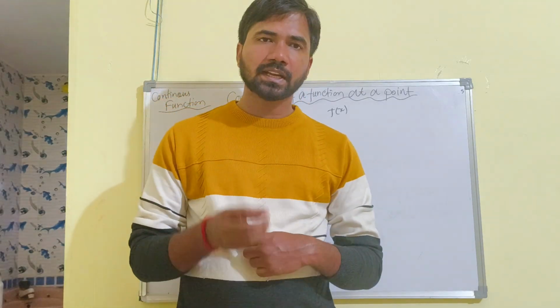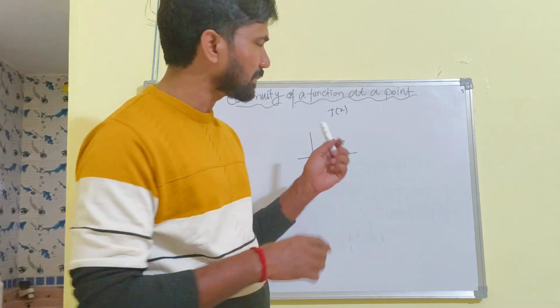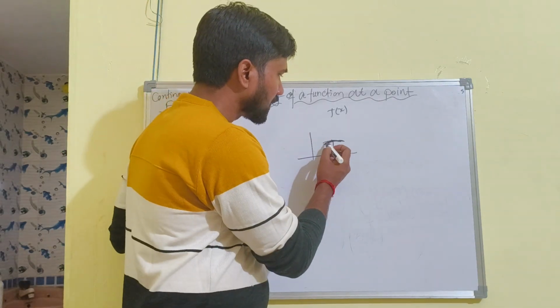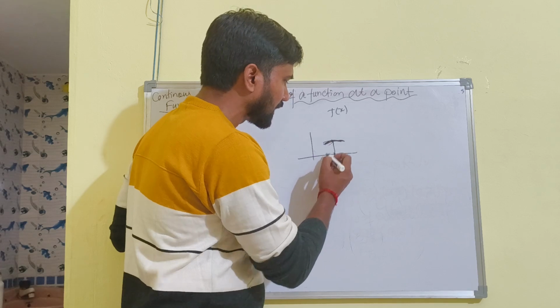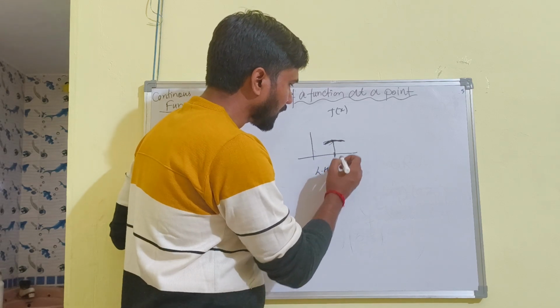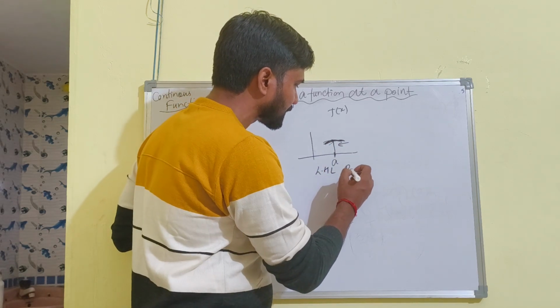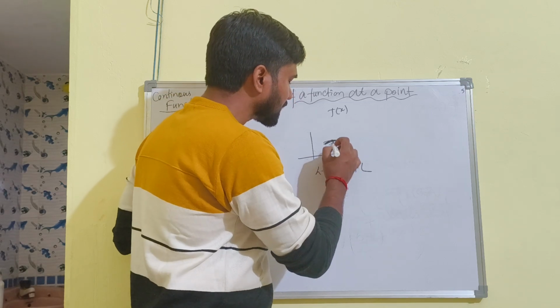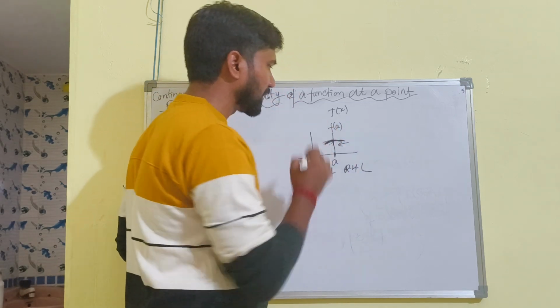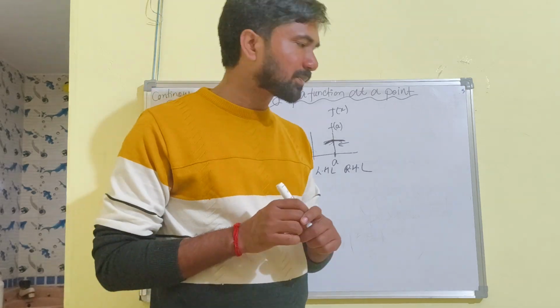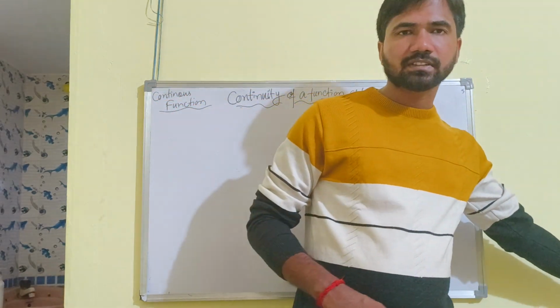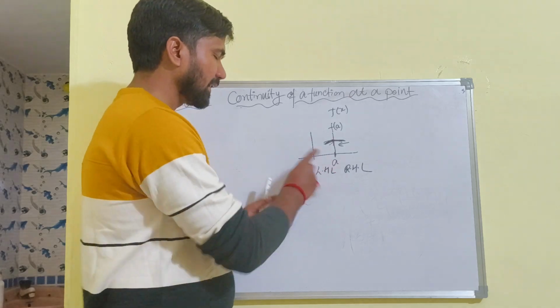So how do we check if a function is continuous or not? We use the same concept. If you are moving from here, that means the left hand limit. If you are moving from here, the right hand limit. And this point is the value of the function. So how do we check mathematically whether any function is continuous at any point a?